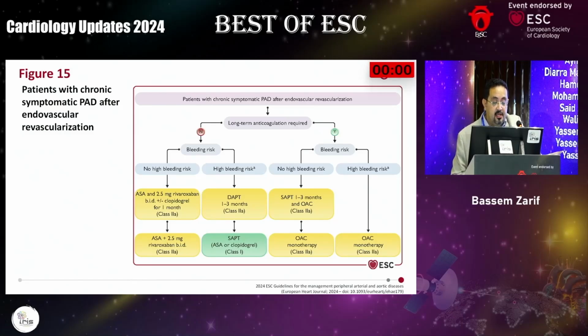This is class 2A, and if there is a high bleeding risk for those we have endovascular revascularization, we have DAPT for 1 or 3 months, class 2A, and finally SAPT, aspirin or clopidogrel. This will be finally class 1 indication. Thank you very much for your attention.